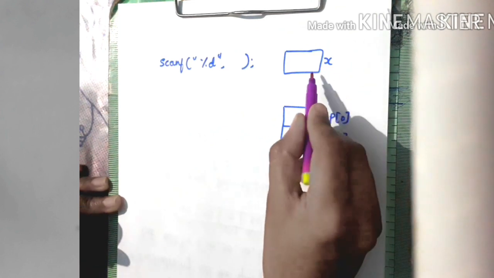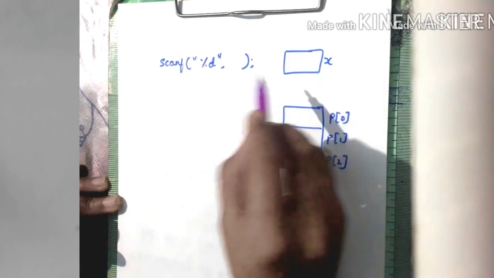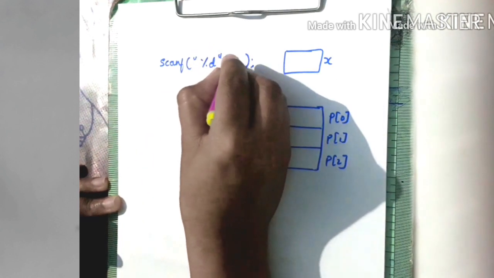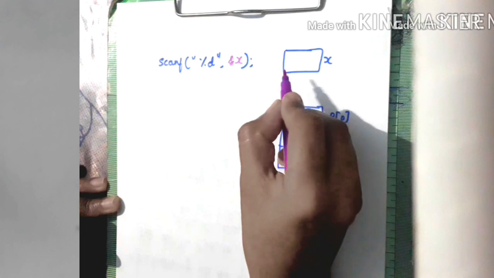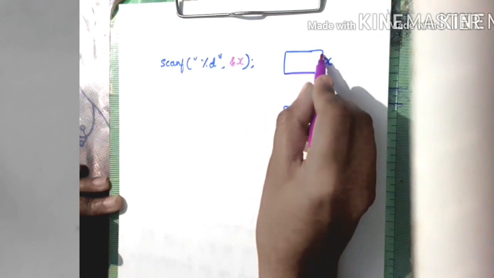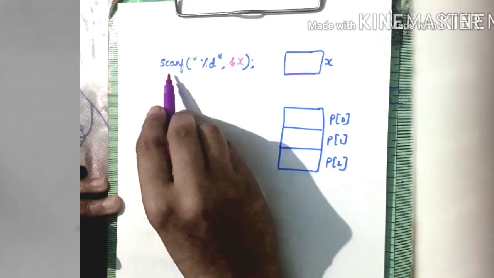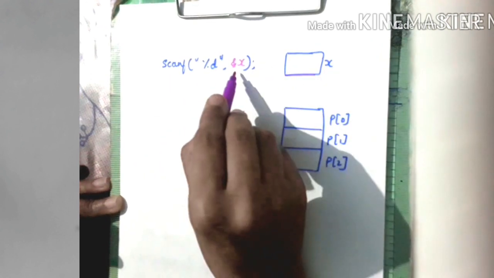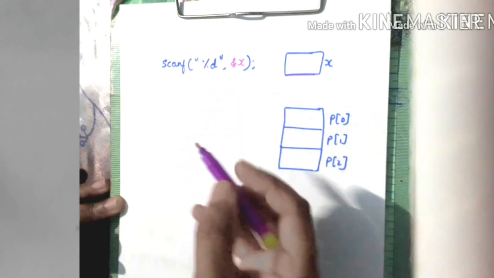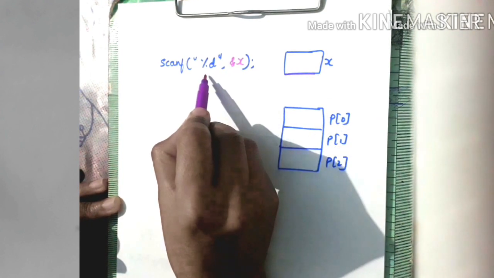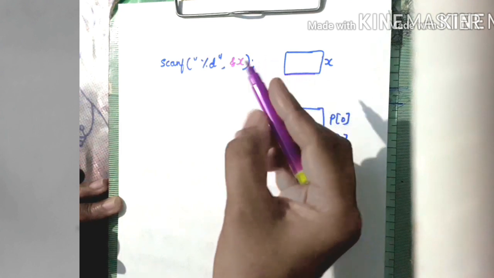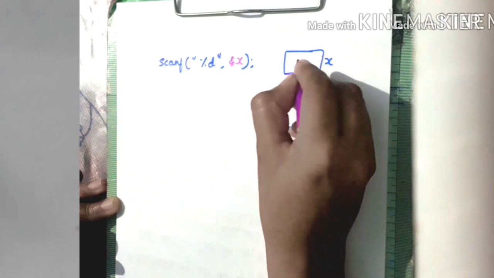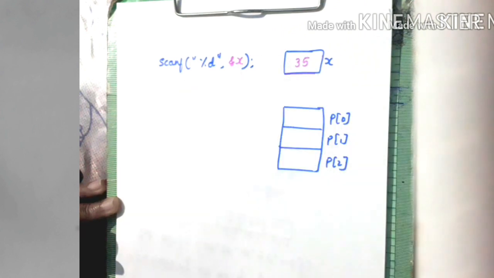To input data to the single variable x, we write the scanf statement like this: scanf %d ampersand x. That means to input the data to this memory location, we write scanf %d ampersand the name of the memory location. So when this instruction is executed, whatever data we input gets stored in the variable x. For example, if I input 35, that gets stored in the variable x.